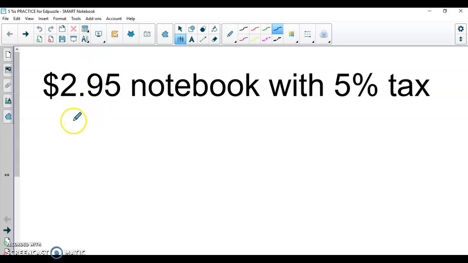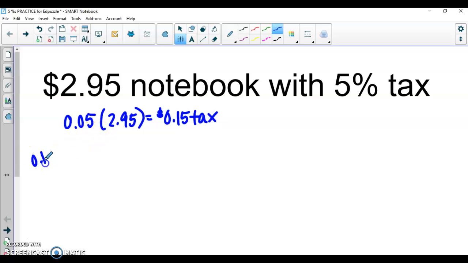For this particular problem, if you were a method 1 person, you're going to change the 5% to a decimal. You're going to multiply it by the $2.95, which will get you rounded 15 cents tax. And the reason I say rounded is because on my calculator, this is what I see. Money goes to here, which means we have to look at the next number to tell us if we're rounding up or leaving it the same.